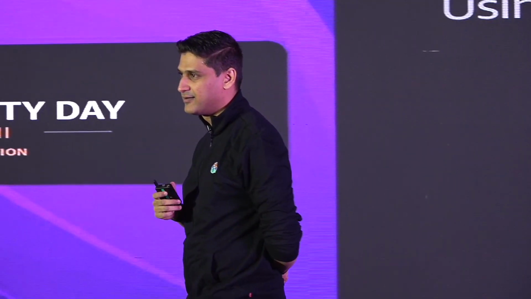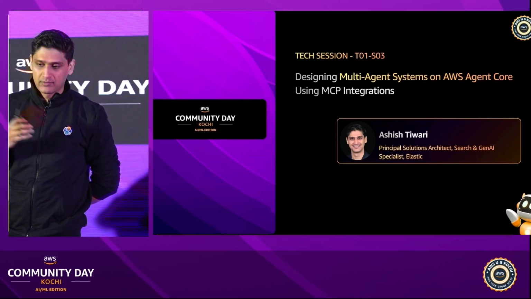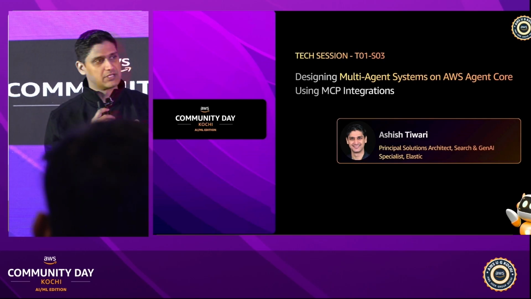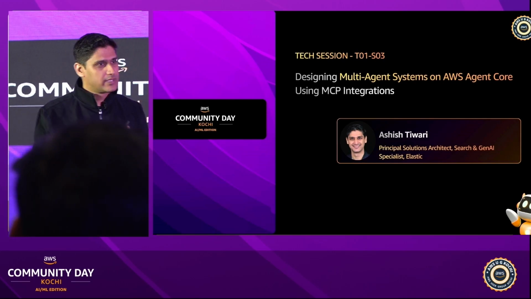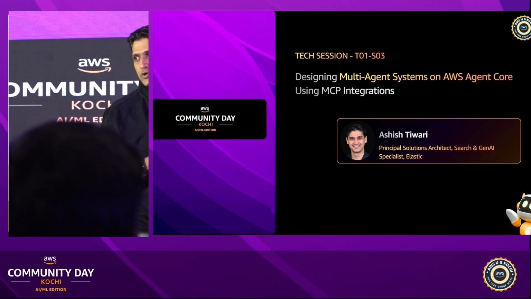I think it's my second time in Kochi. I met some of the familiar faces two years back. I was here for the same event, and I talked on RAG and search. So today I'm going to talk on how you can design a multi-agent system by using the AWS Agent Core. I know in the keynote you got a glimpse of what AWS Agent Core looks like.